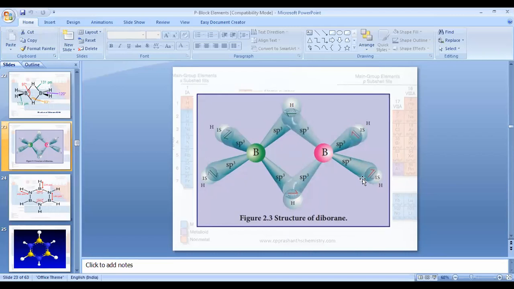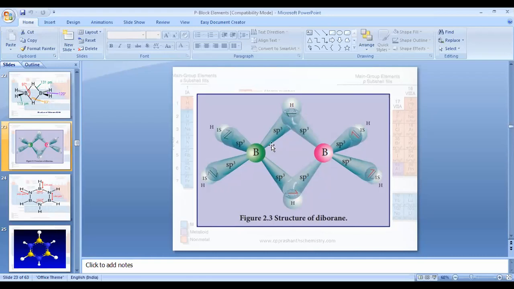Again here is shown 1 electron from this boron, which is pink in color, 1 electron from hydrogen. And here the green electron from this boron, and green electron from this boron, and 1s electron from these hydrogen atoms. And here 1 electron from this boron, which is shown in pink color, 1 electron from this hydrogen. So only 2 electrons are available. Those 2 electrons bind all the 3 atoms, and they take the shape of a banana, and hence it is known as the banana bond.